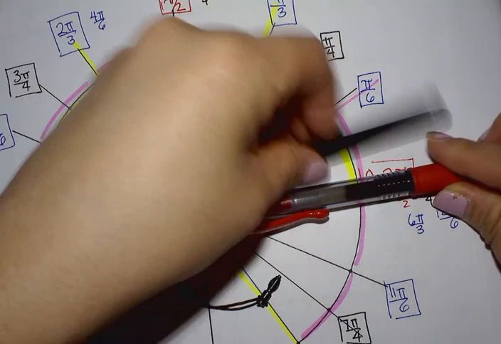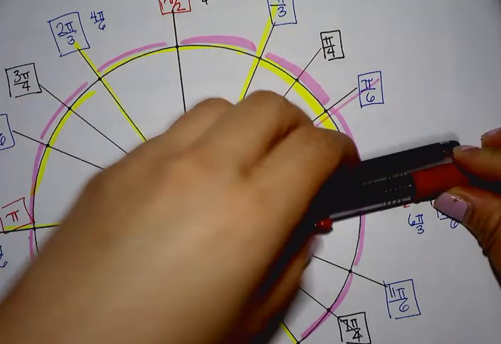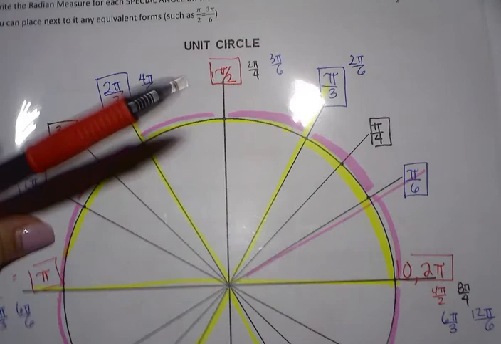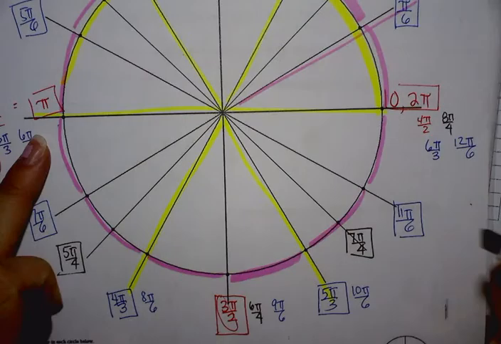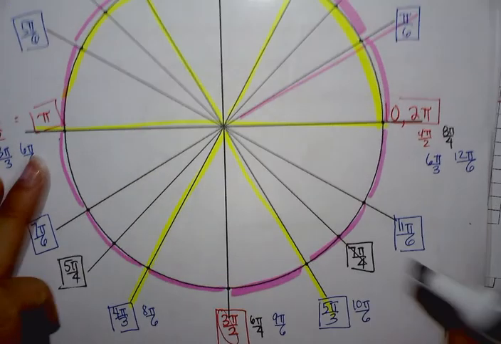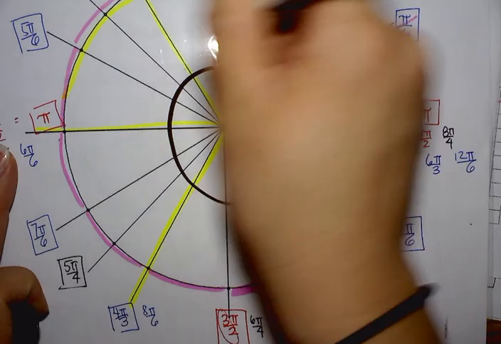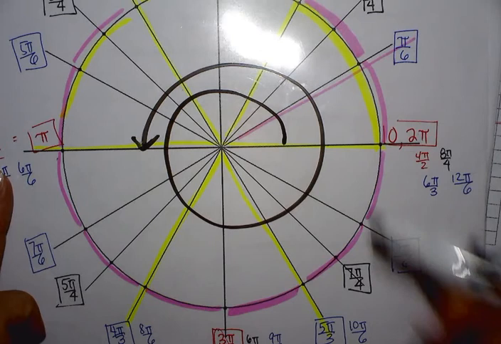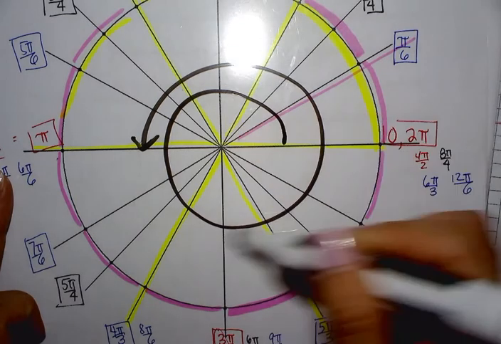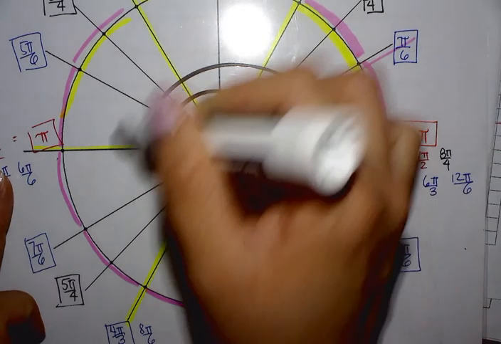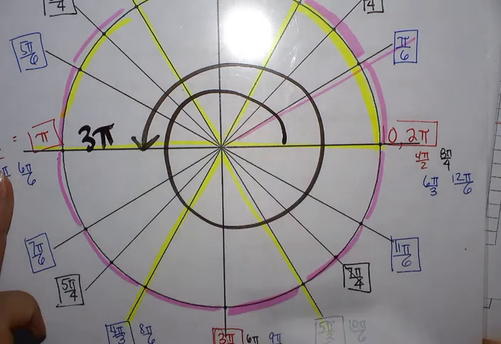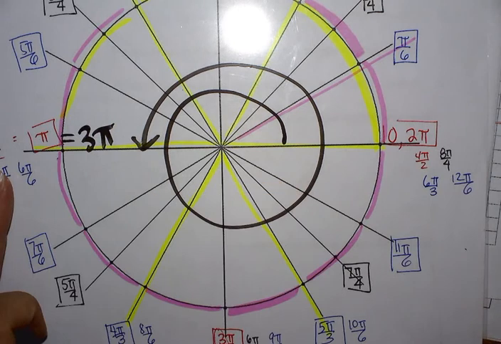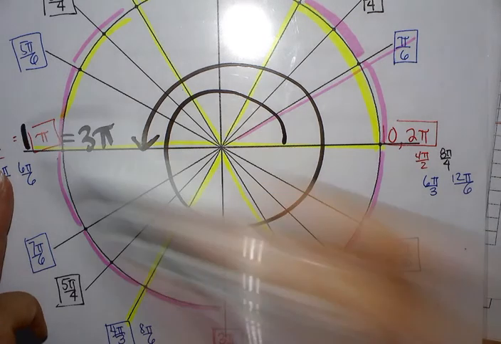Or what if I do this? Watch this, guys. What if I start here and I go all the way around and end up there? What angle is that? I went a full circle, which is 2 pi, and then I went an extra pi, so that's 3 pi. But 3 pi is really coterminal. It ends at the same place as 1 pi. See that? How come 1 pi equals 3 pi?